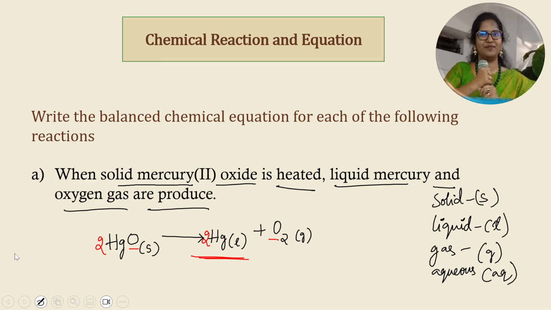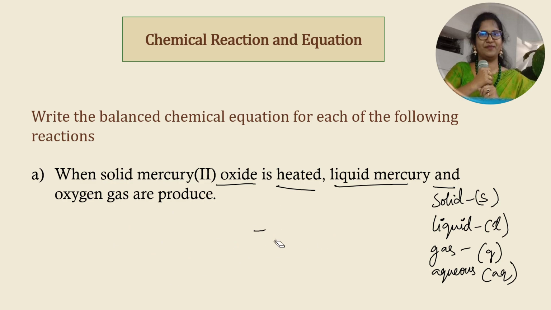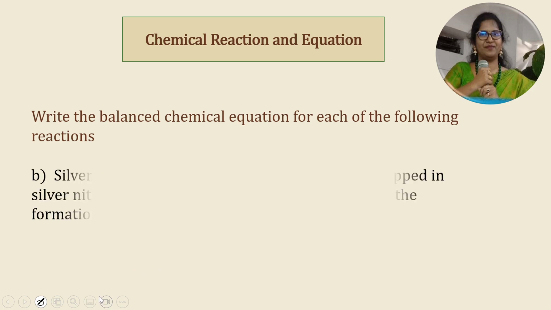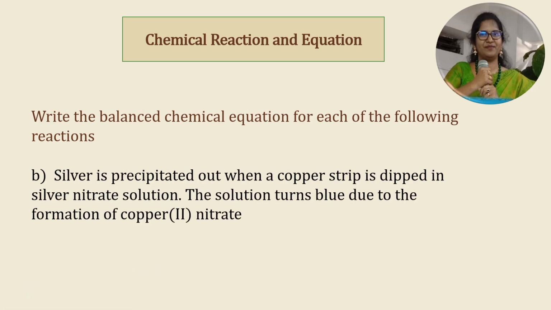Now we'll be moving on to the next question. First we'll erase all this and make some space. Okay, I think people are following it and it is very useful. I hope it is very useful for you, right? So now the next question is: silver is precipitated out when a copper strip is dipped in silver nitrate.